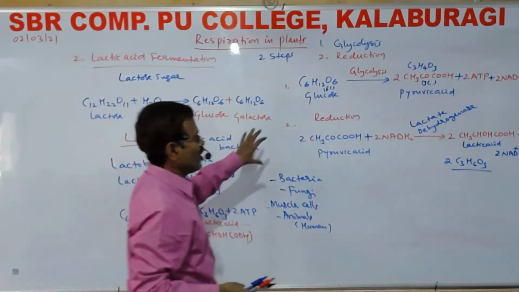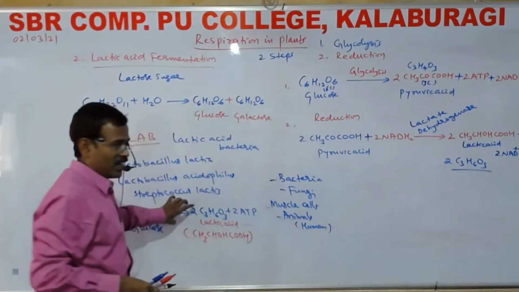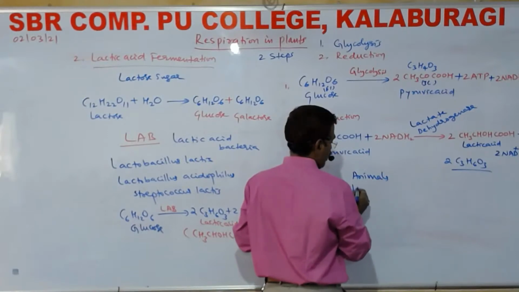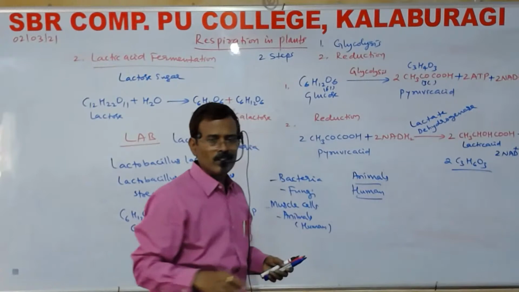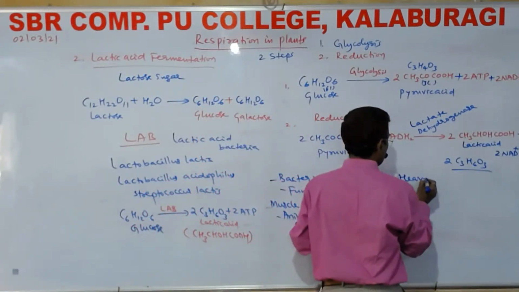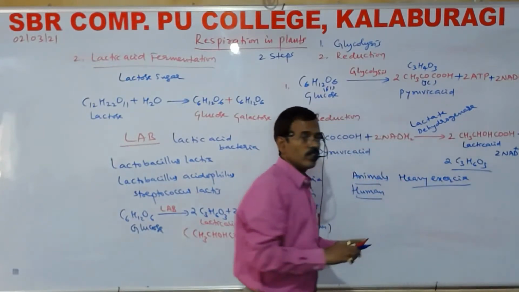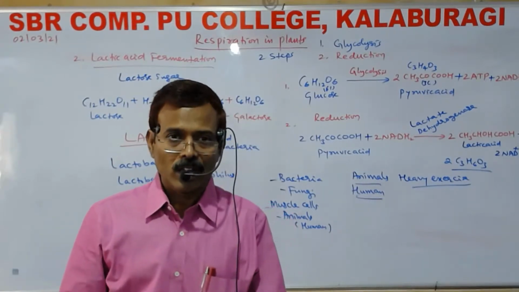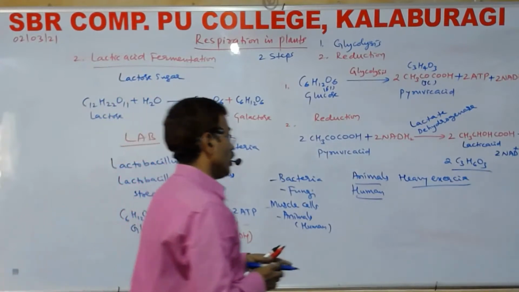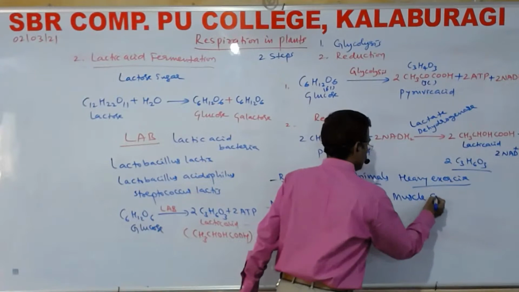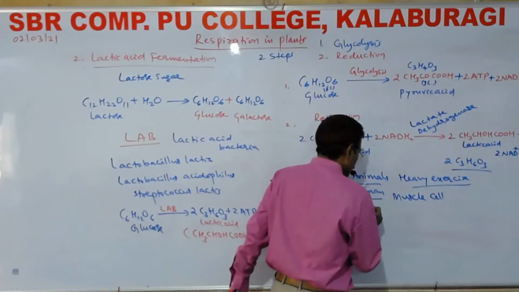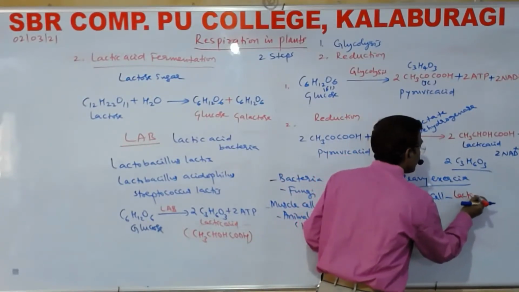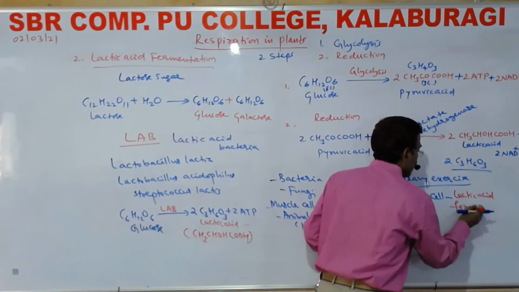So this is how lactic acid fermentation is carried out with the help of what we call LAB, lactic acid bacteria. Especially in case of animals and in case of human beings, whenever they are involved in heavy exercise, the muscle cell will not get adequate oxygen. The skeletal muscle cells of the legs do not get oxygen properly. So in absence of oxygen, the muscle cell will perform lactic acid fermentation.